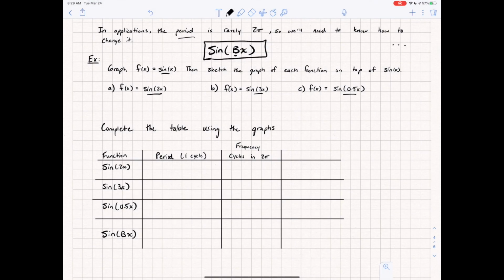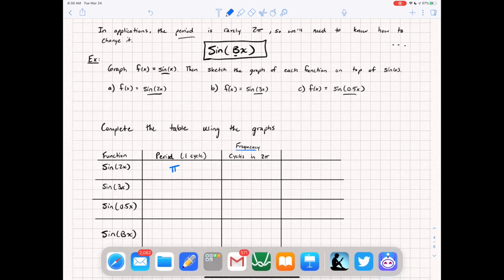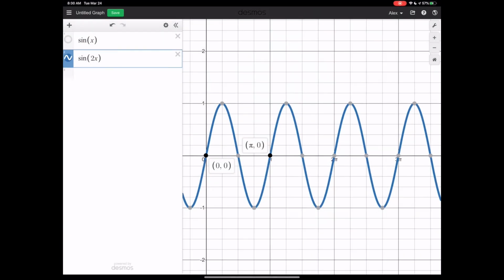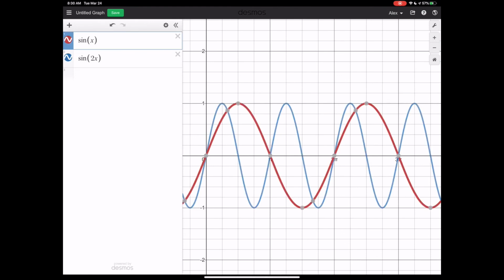I'm going to put that in the next column, and I'm going to change this to blue so it sticks out a little bit. Take a look then at its frequency. Look at the cycles within 2 pi. Going back into Desmos, I'm going to put up the original graph again. The original graph takes one cycle as 2 pi. How many cycles of sine of 2x am I getting in that same time? What has actually happened here?